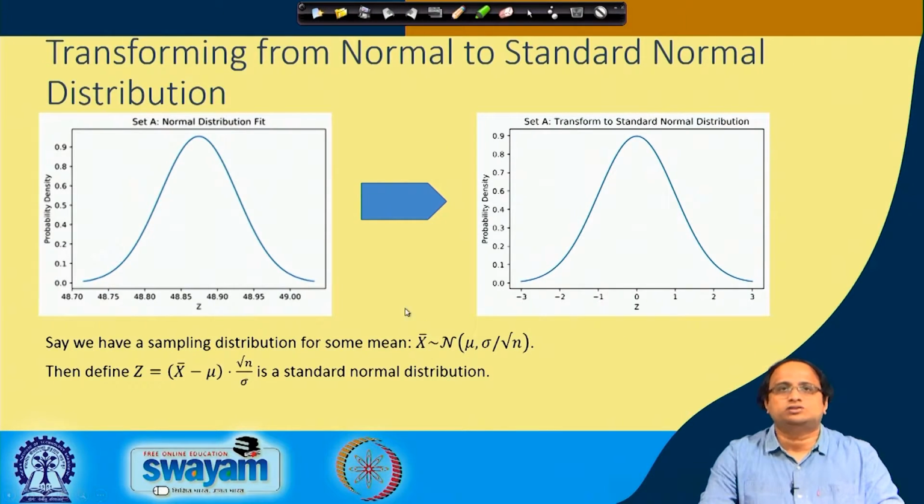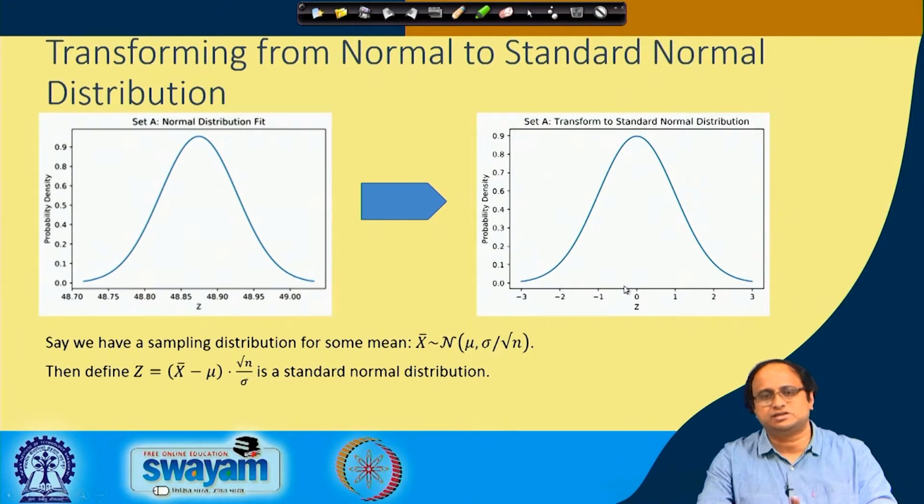So, now let us take our example. This is our power trace, for example. We have fitted that into a normal distribution, and we would like to convert this into a standard normal distribution. In a standard normal distribution, you have the mean as 0 and the standard deviation, or sigma, as 1. Therefore, the normal distribution is N(0, 1).